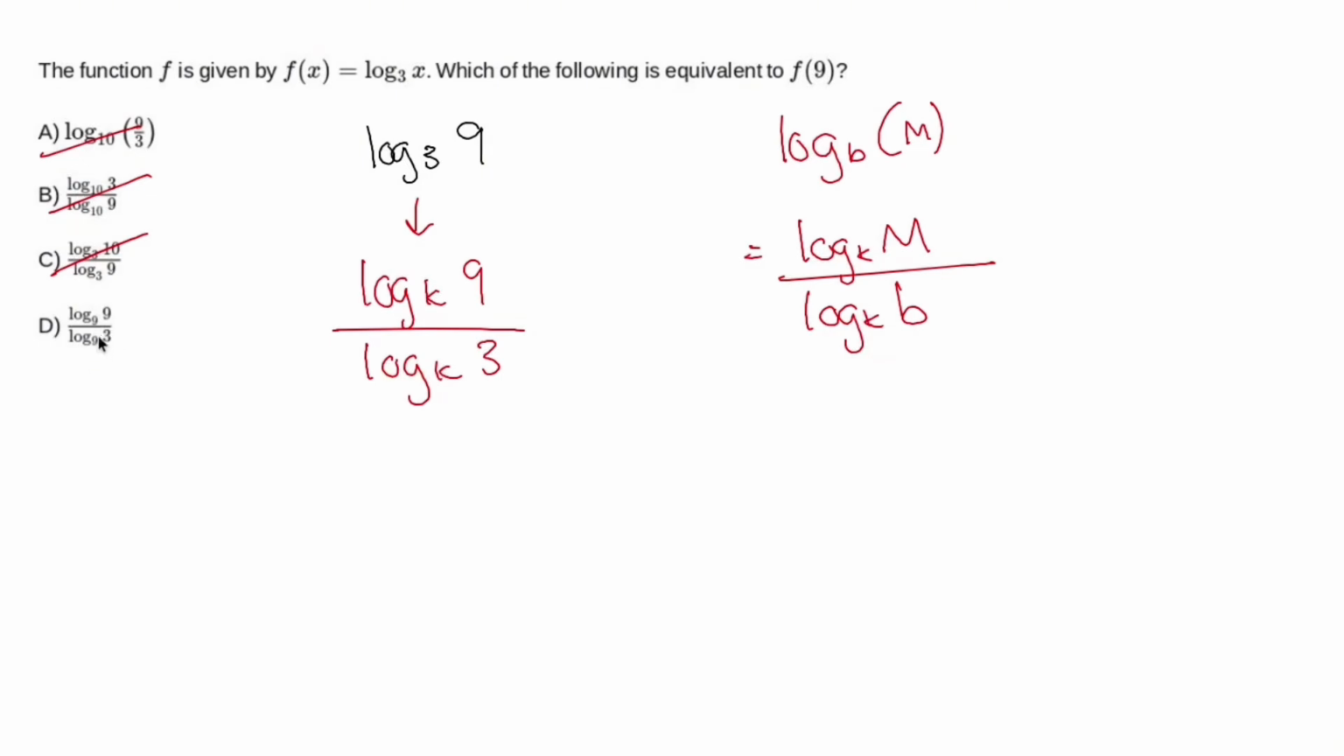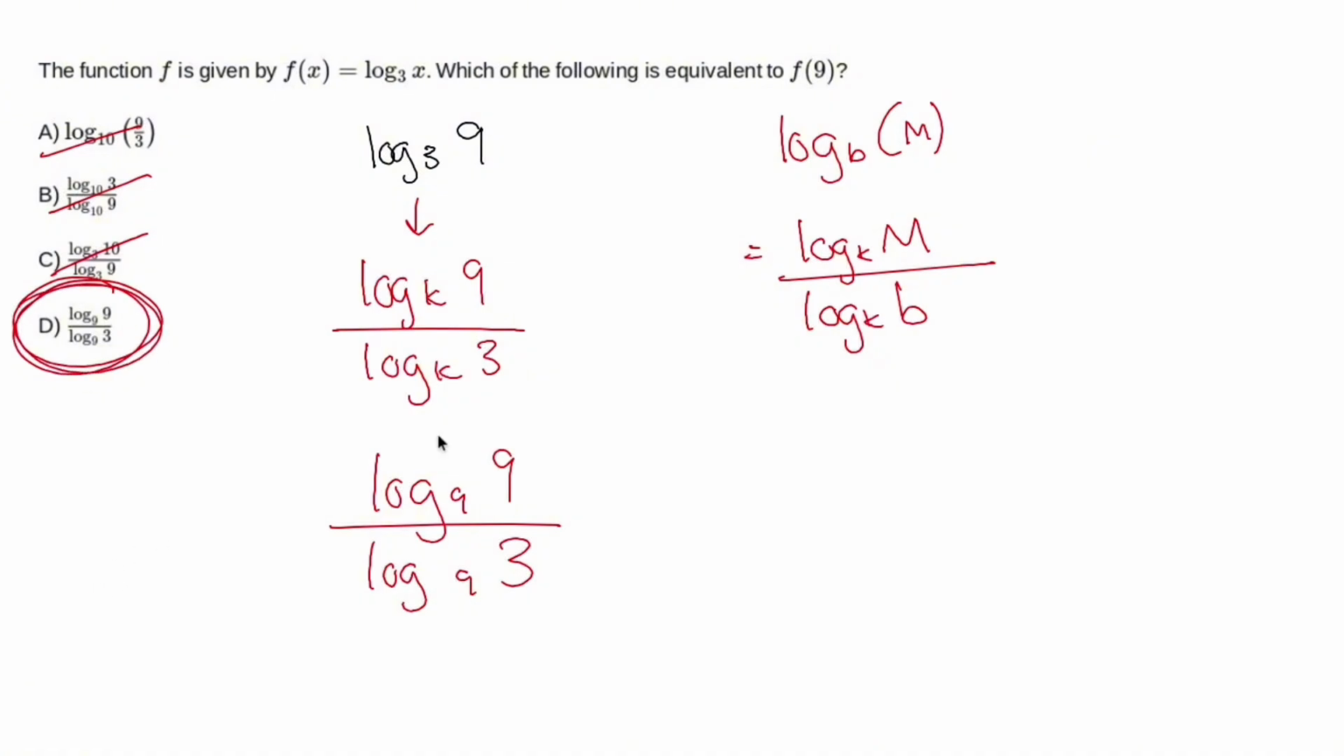Now, the k that they chose was 9. It doesn't matter what you choose, as long as it's the same number. So if I wanted to, yeah, I could say log base 9 of 9 over log base 9 of 3, and D is going to be a possible answer using the change of base formula.